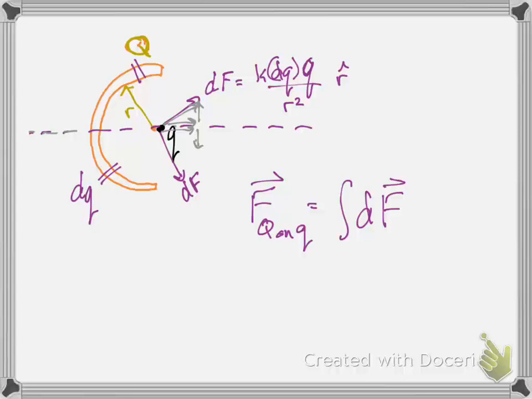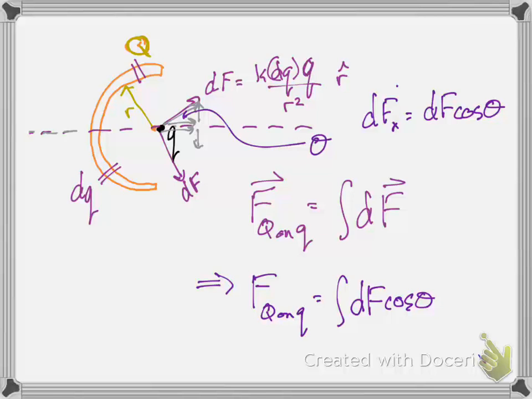So all we need to do is take the x component of each dF, and then the vector sum turns into a scalar sum. So let's go ahead and put in an angle, right? The angle that I'm going to be interested in is in here. I'm going to call it theta, so that the x component of dF, dFx, is equal to dF cosine theta.